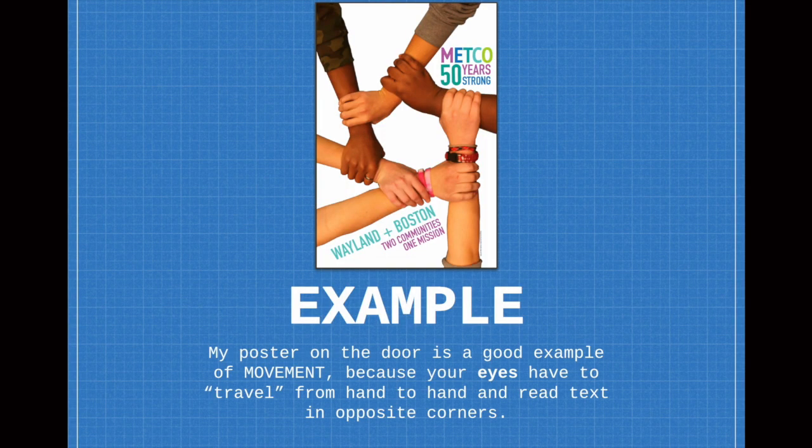And we found this poster that's on my door. So it's a good example of movement because your eyes have to travel from hand to hand and then you read the text in the opposite corners. So my eye moves all over this poster to understand it, so there's a lot of movement here.